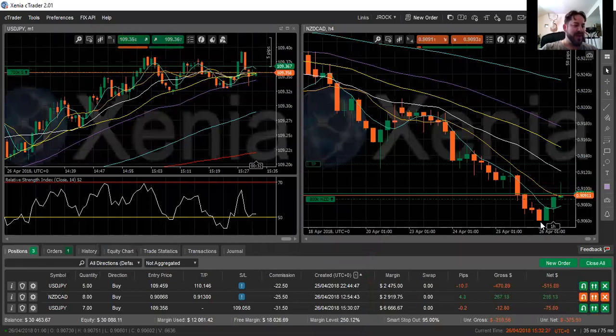The 200 MA. JD, you are correct, my man. The 200 MA on the daily chart.